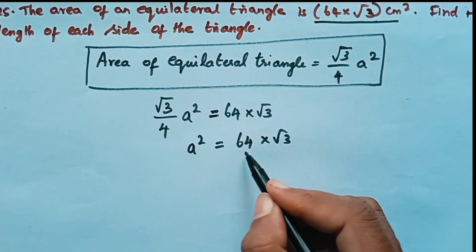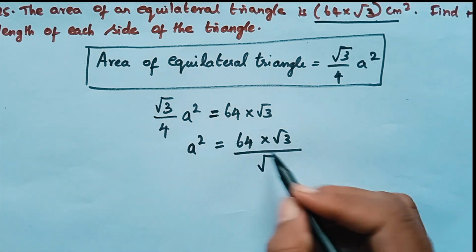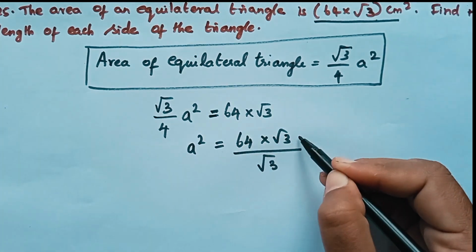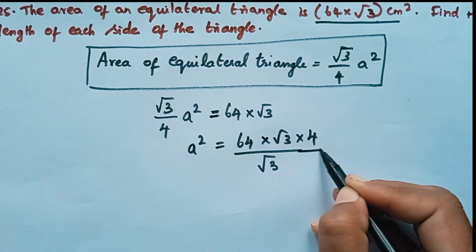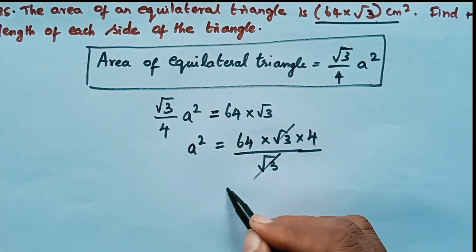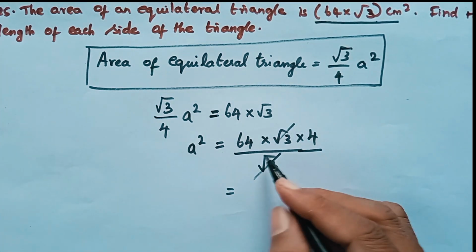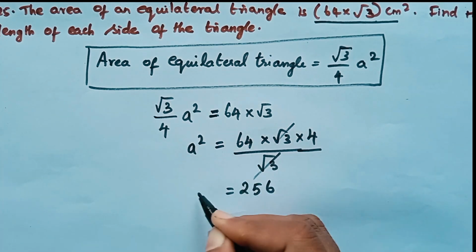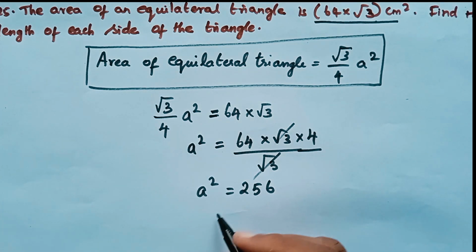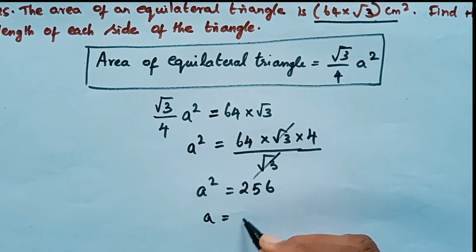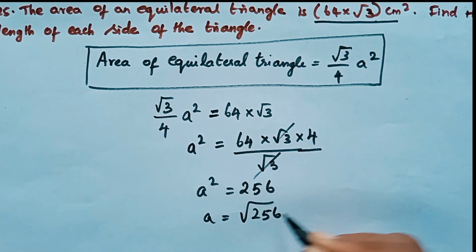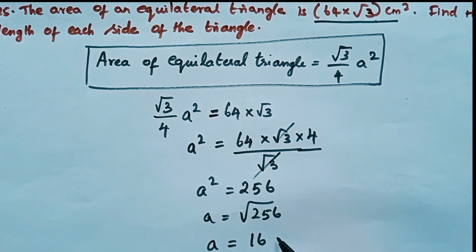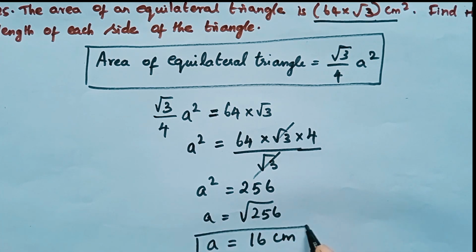From this we can find a square is equal to 64 into root 3. When this goes to the other side, what will happen? Root 3 will come down and 4 goes to the numerator. Now cancel out root 3 and root 3. So 64 into 4 is 256. So a square is equal to 256. So a is equal to root of 256, which is nothing but 16. So a is equal to 16 centimeter.